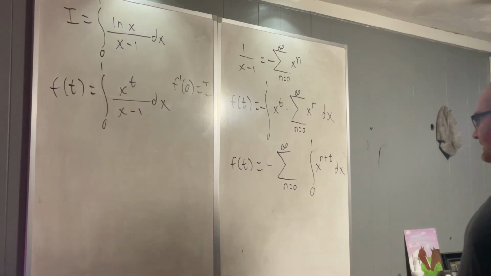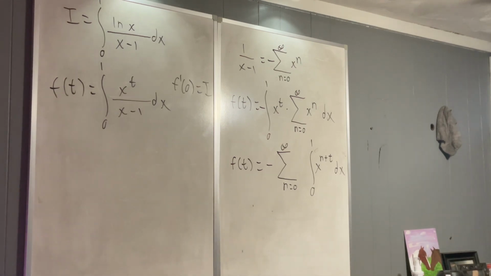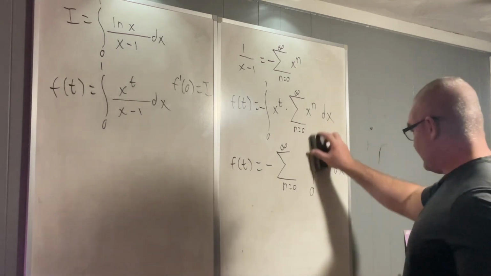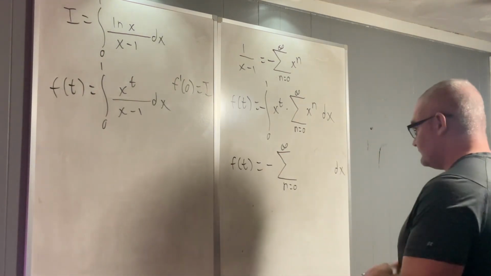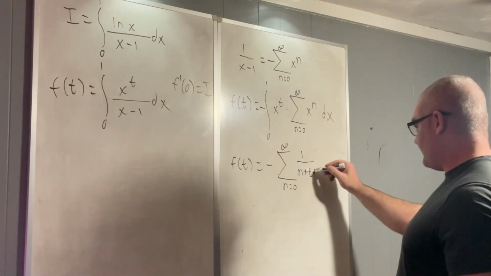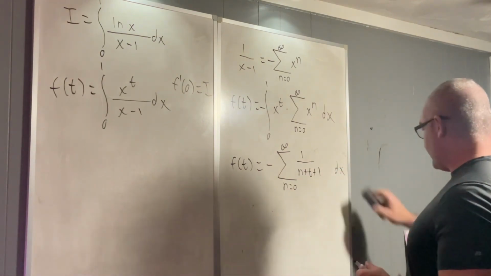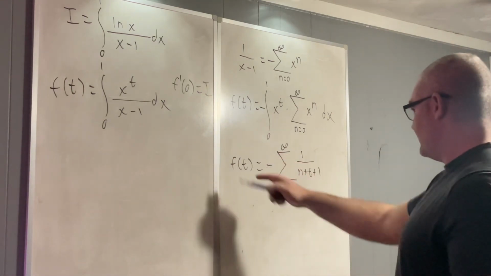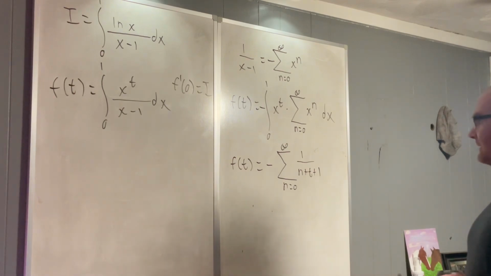That's going to be x to the n plus t plus 1 over n plus t plus 1 evaluated from 1 to 0. So that's just going to be 1 over n plus t plus 1. We don't need the dx anymore. So there we go. That's a legit expression for f of t.